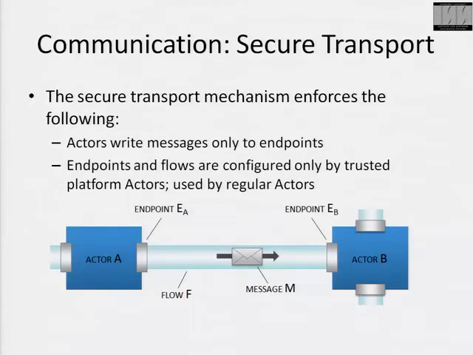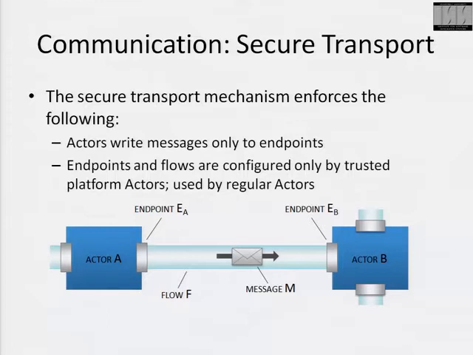So here's graphically kind of what it looks like. It enforces these two rules, secure transport. So an actor A wants to send a message to actor B. The first thing is, it only writes messages to endpoints. And endpoints and flows are configured only by the trusted platform actors, and they're used by the regular actors. So this flow has to exist, and it can't be configured by A.